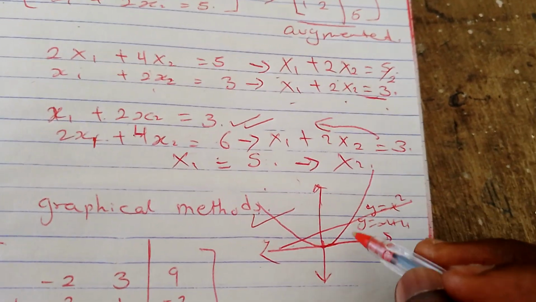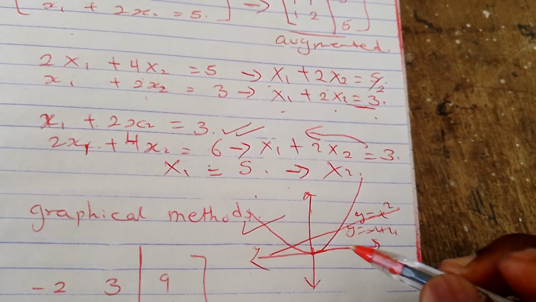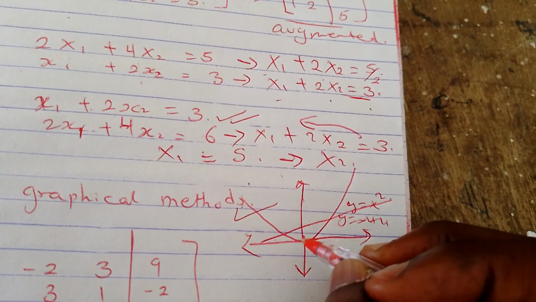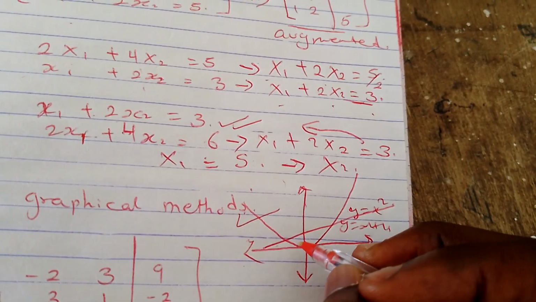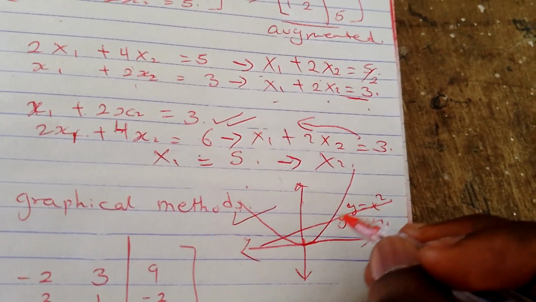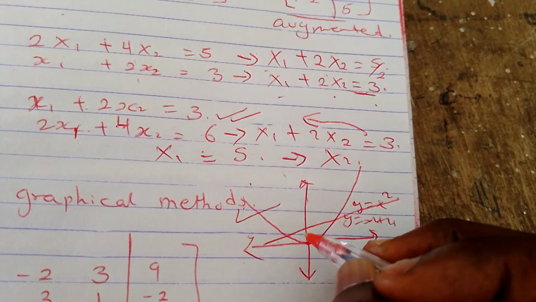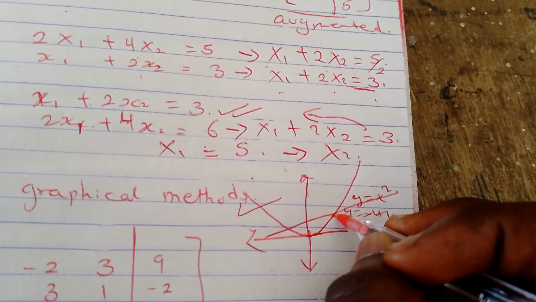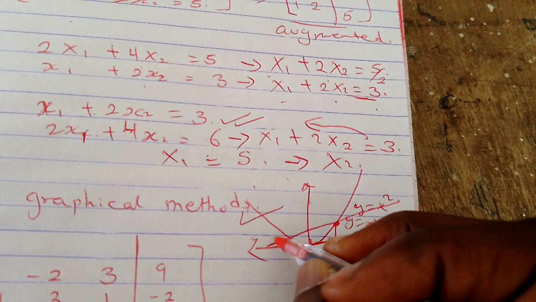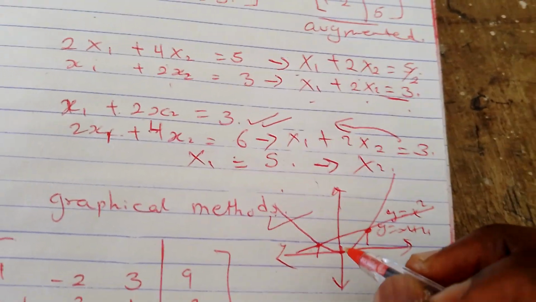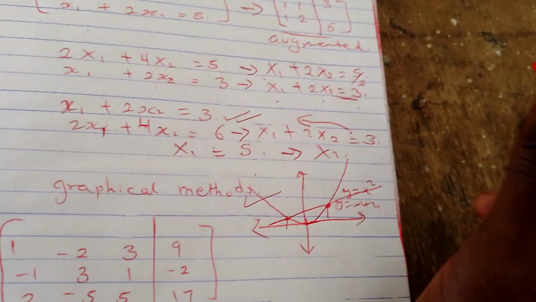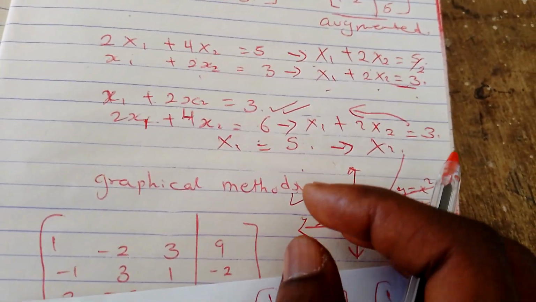If you have these two equations, you can always solve them graphically by checking the intersection points. So every intersection you just trace down, that's a solution, that's a solution, as simple as that. So that's all for the graphical method.